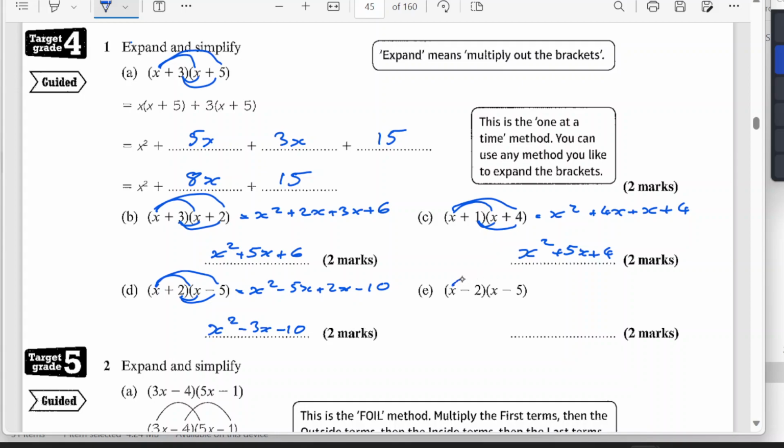And for E, x times by x would give me my x squared. X times by minus 5 would give me minus 5x. Minus 2 times by x would give me minus 2x. And then minus 2 times by minus 5 would give me plus 10. And then my middle two terms this time, minus 5 minus 2 would give me minus 7x. And then plus 10.